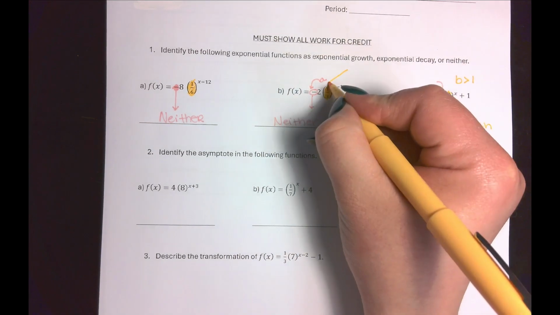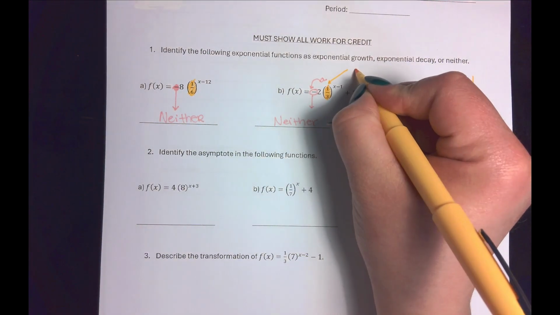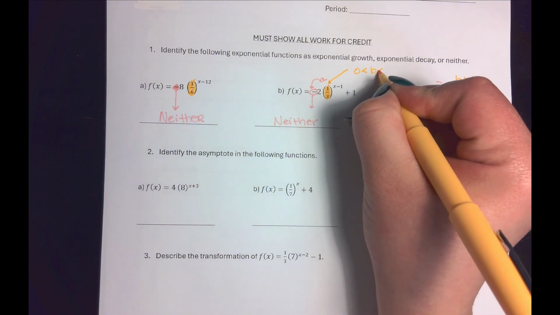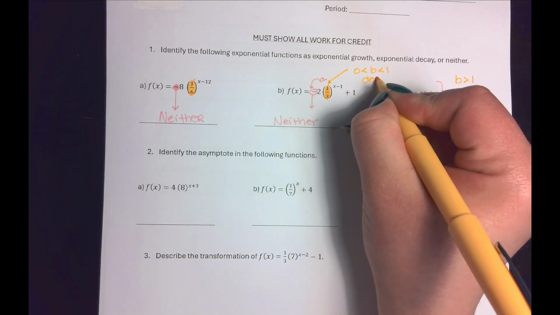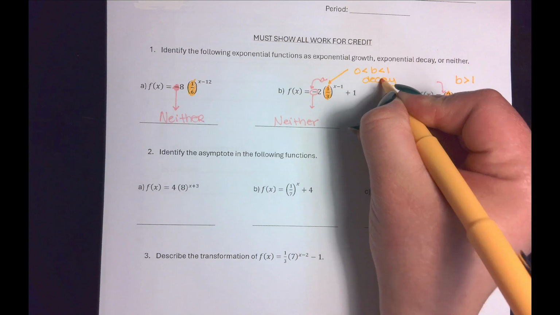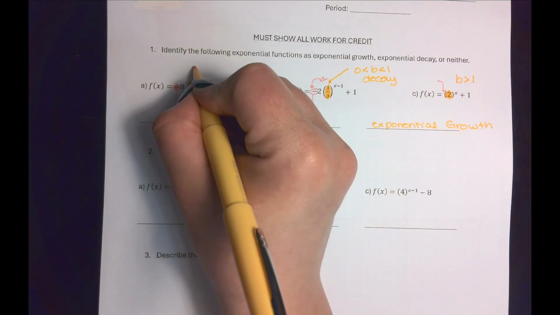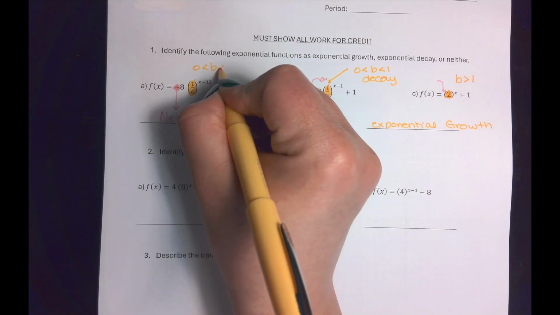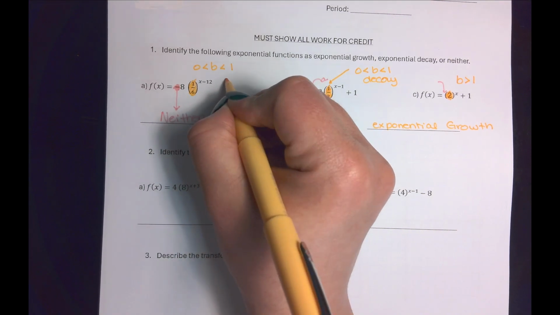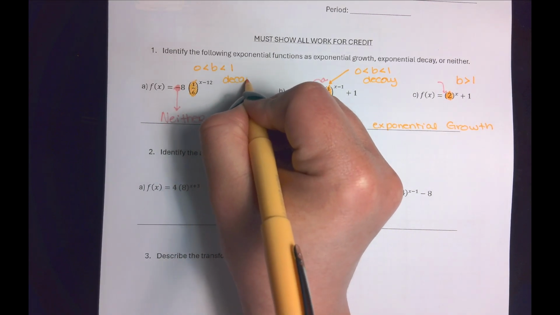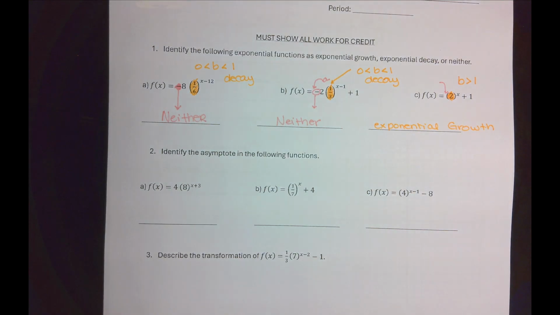Now, this one here would indicate, because it's between 0 and 1, that it would be a decay. But again, when we have that A value that's negative, it becomes a neither. Same thing here. Because our base is between 0 and 1, it would technically be a decay. But because our A value is negative, there is a reflection across the x-axis, which makes it a neither.